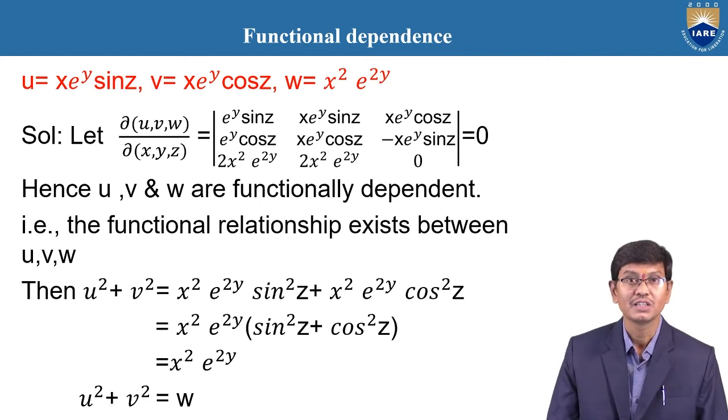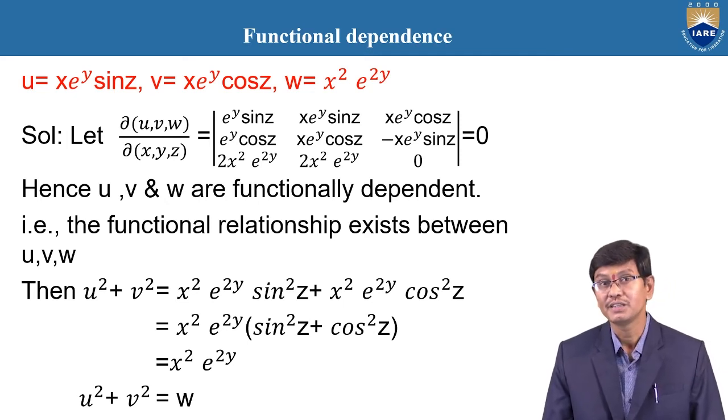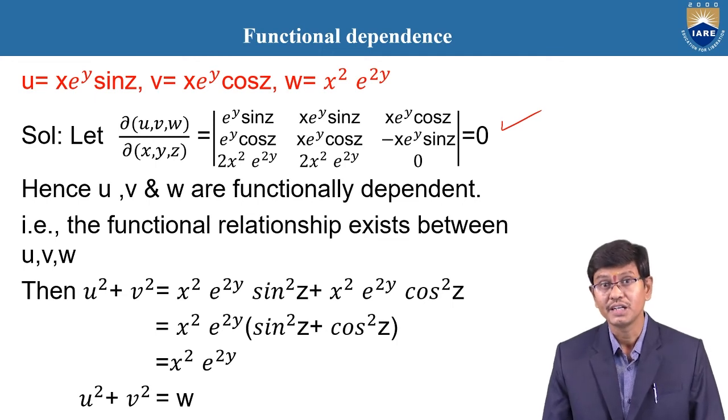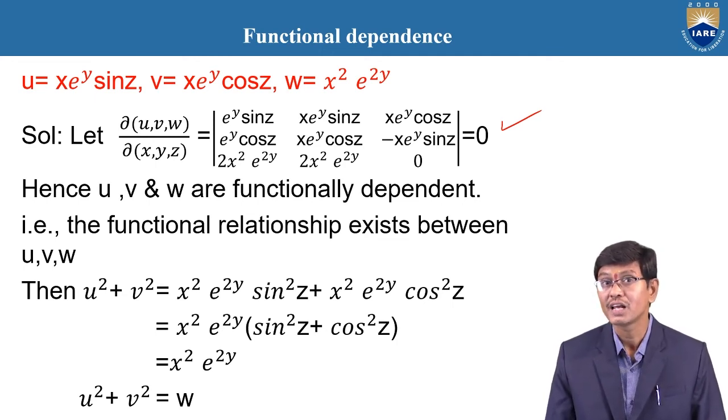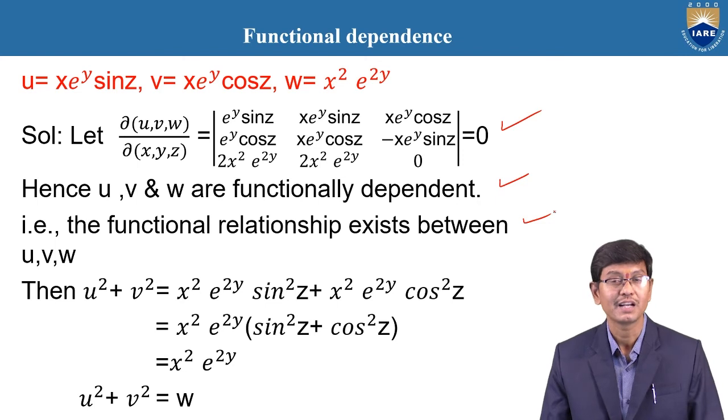And with the help of w, ∂w/∂x is 2x square into e power 2y, ∂w/∂y is also 2x square into e power 2y, and ∂w/∂z is 0. Then with the help of this 3 by 3 determinant, clearly you obtain the value equal to 0. Therefore, the conclusion is that the determinant, that is the Jacobian value, is 0. That means u, v, w are functionally dependent. And if they are functionally dependent, it is possible to write the relation between u, v, w.